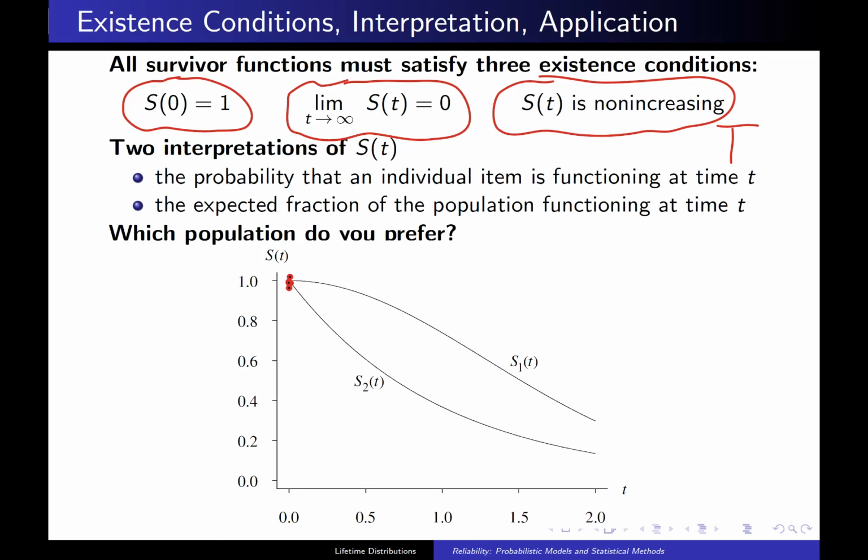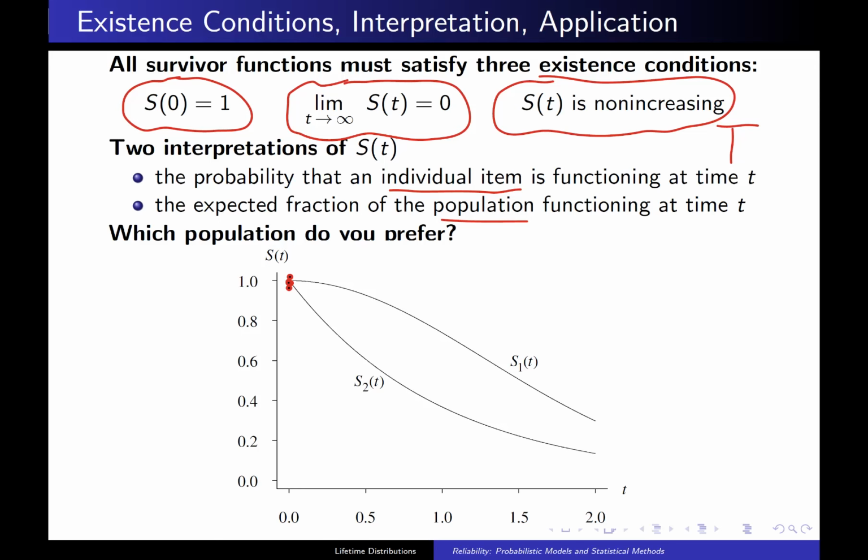There are two interpretations of S of t. One considers an individual item, and the other concerns a population. So you can think of it either way. The first interpretation is that S of t is the probability that an individual item is functioning at time t. The second interpretation is if you have a large population of items, then S of t is the expected fraction of that population which is functioning at time t.